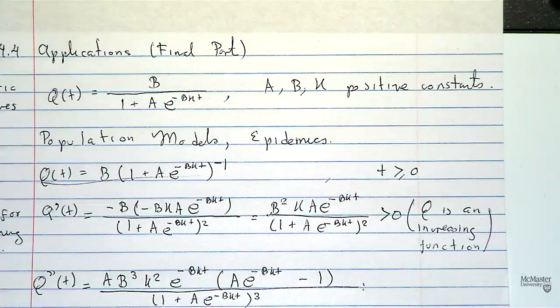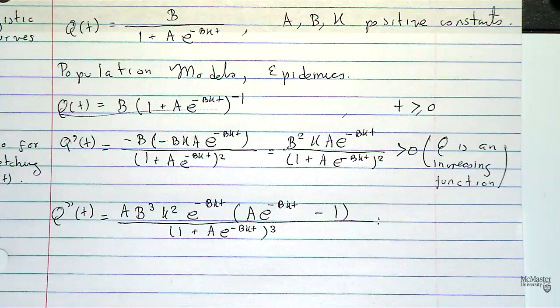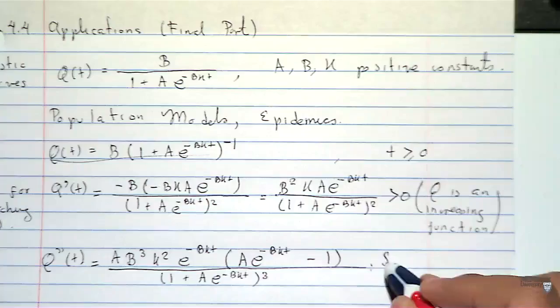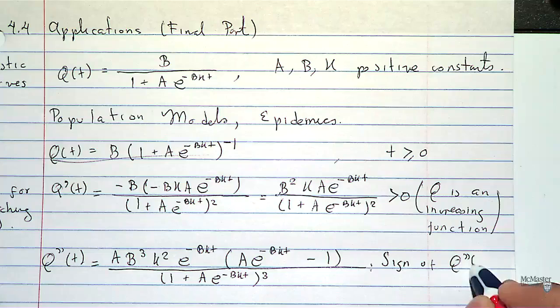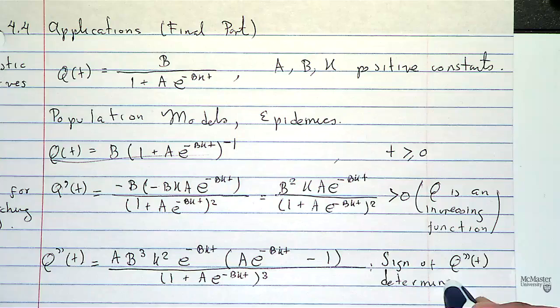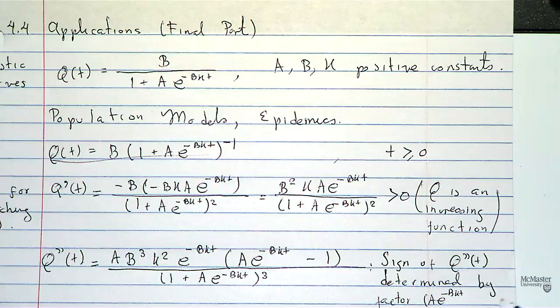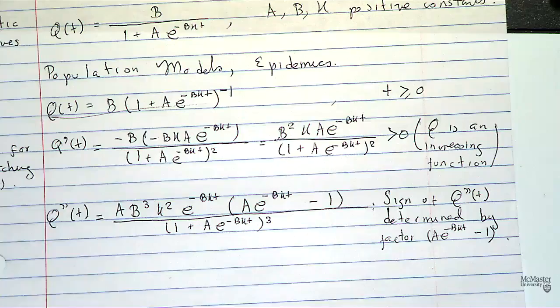So think about it. Now if you do a sign analysis again, this is the only factor which can change sign, right? Because this is positive, everything else is positive. So if you think about it, the sign of the second derivative, q double prime of t, is determined by the factor a e to the minus b k t minus 1. Okay? This is the only thing that can change sign. Please check the steps by yourself.